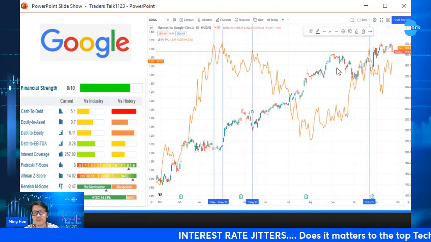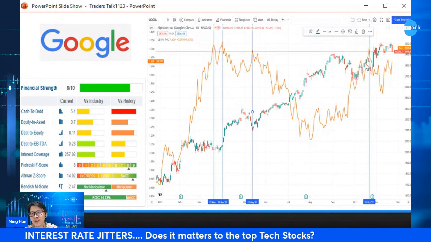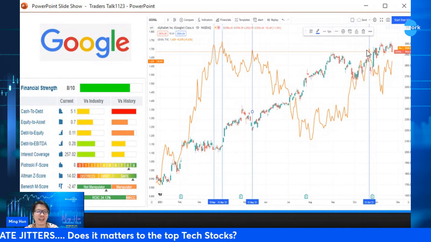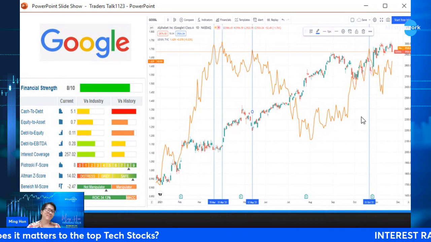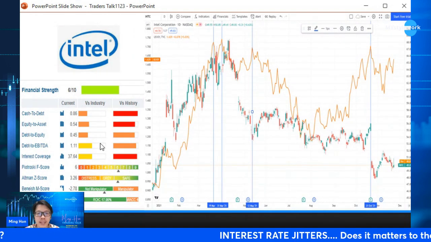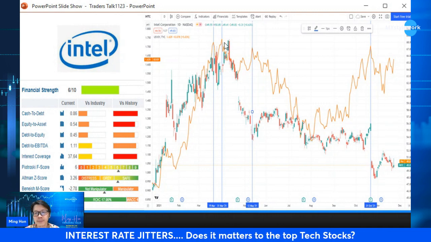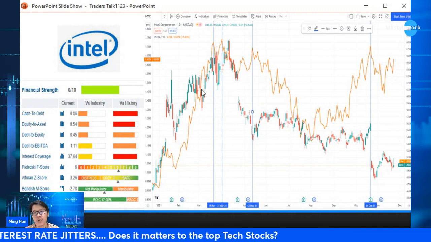Interest rate comes down, you go up. I mean, interest rate goes up here, interest rate goes up here, comes down. No, here going up, going up. So no feel this one. Too big this one. Intel. Okay, Intel interest coverage 37 times. This one also, you see, interest rate goes up, it goes up.